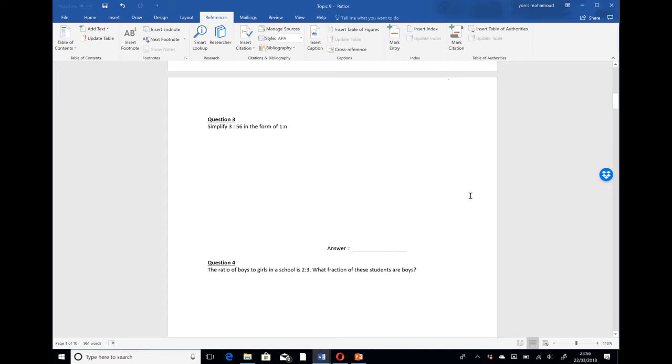Question 3 asks, simplify 3 to 56 in the form of 1 to n. So I'm going to write down 3 to 56, and I want to simplify in the form of 1 to a value. To do that, I think 3 divided by what gives me 1. So I have to divide that by 3. What you do to that side, you have to do to the other side, so 56 divided by 3 is 56 over 3. So that could be your final answer.